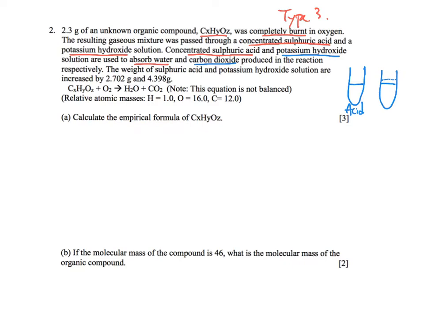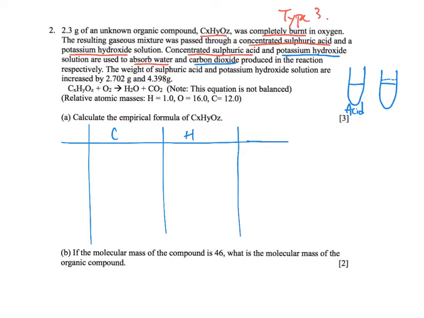So here we'll have 3 elements: C, H, and O. Do remember you need more space for this one. The first one will be 4.398, corresponding to the carbon dioxide, and then you have carbon in carbon dioxide. The other one is 2.702, which is water. Remember you have 2H there, so you have H in water. For the last one, we'll use the total mass and do the subtraction.